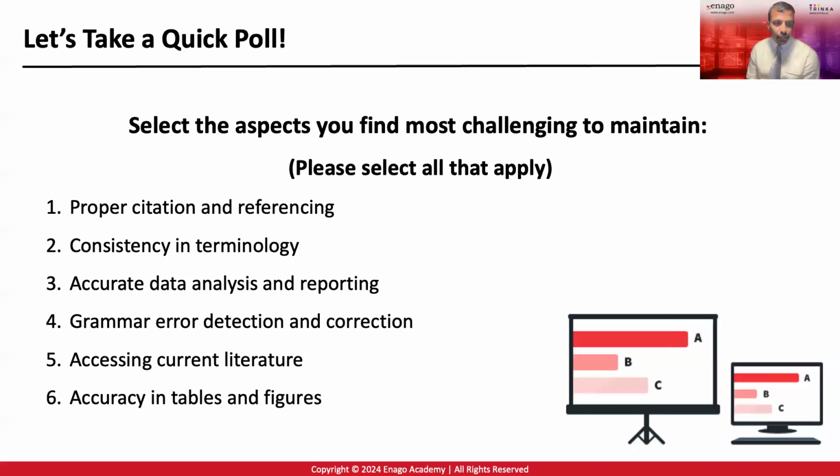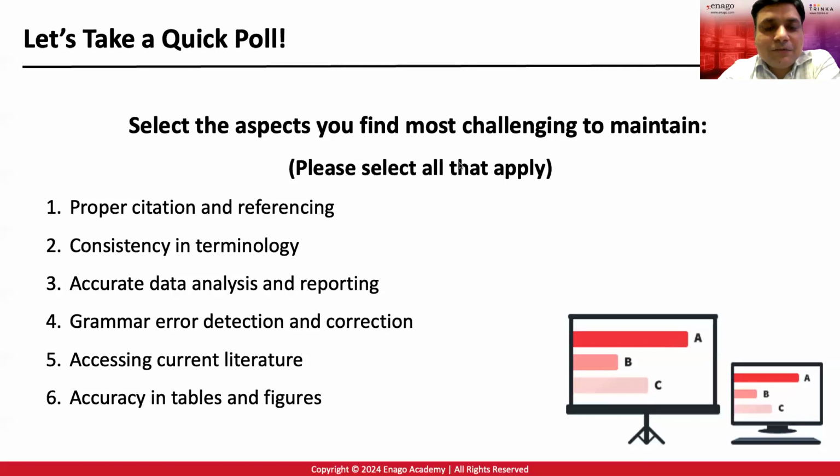The options are proper citation and referencing, consistency in terminology, accurate data analysis and reporting, grammar error detection and correction, accessing current literature, and finally, accuracy in tables and figures. I believe the poll will come up on your screens any moment. So Piyush, I'm going to invite you. If you were to choose, what are your choices and is there an order?